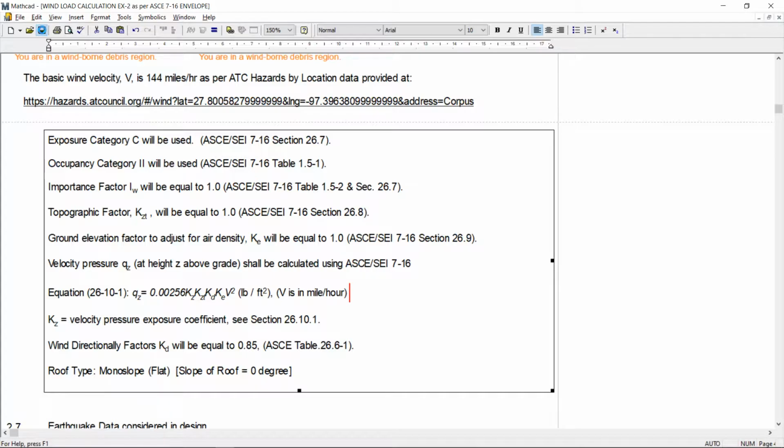Now, in my last video, I calculated the wind pressure as per chapter 27, but now I am going to use chapter 28, and in chapter 28 there are two parts, part 1 and part 2. I'll show you what is the difference. I'll explain.